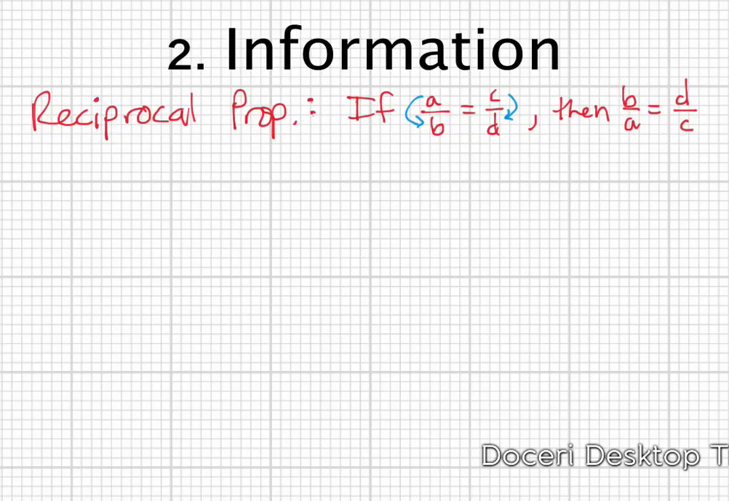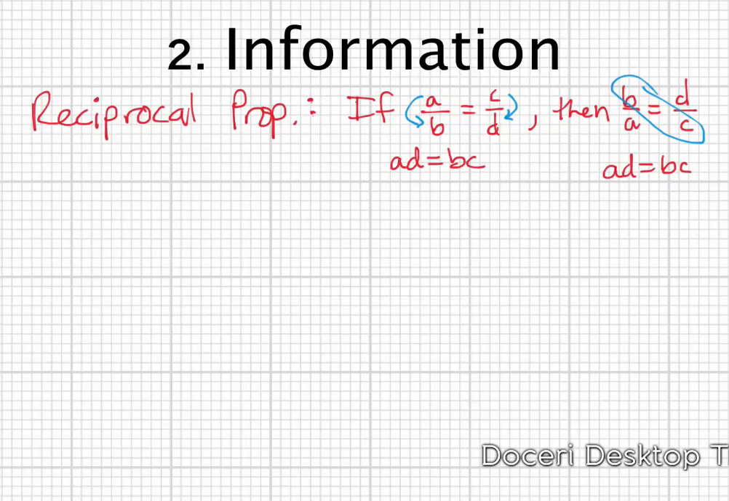Okay, and we can see this is true by doing the cross product property. If you notice, I cross product the first one, I get AD equal to BC. And I do the same thing with my answer here. So I get AD equal to BC as well here. Okay, so it still gives me the same thing, so I know that it's true.